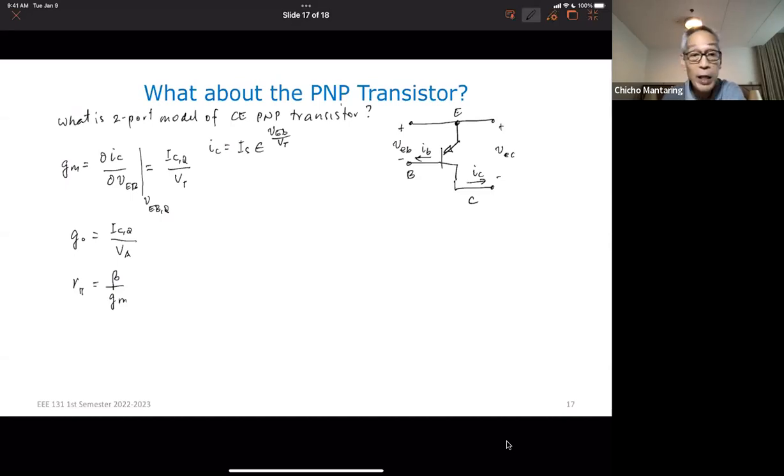Okay. And so what are my equations going to look like? My model equations: i_c, the change in collector current, is going to be g_m multiplied by v_eb plus g_o multiplied by v_ec. And i_b is just v_eb all over r_pi. So again, nagbaliktad lang din yung subscripts ko. So let me draw the model.